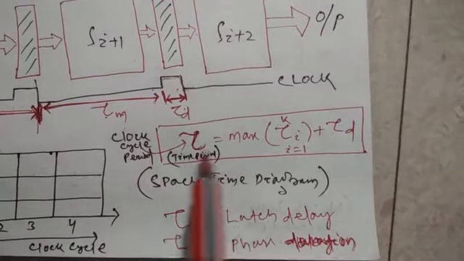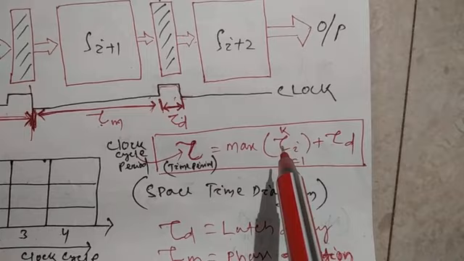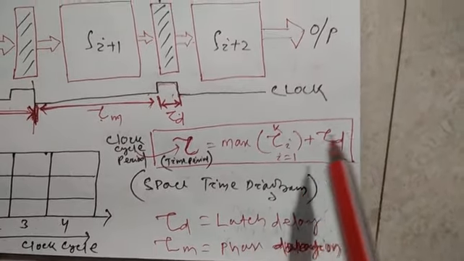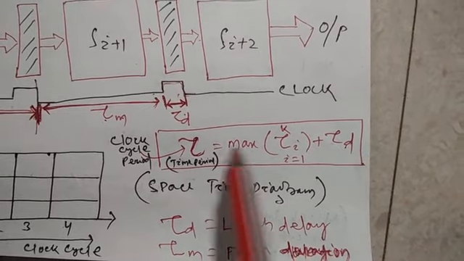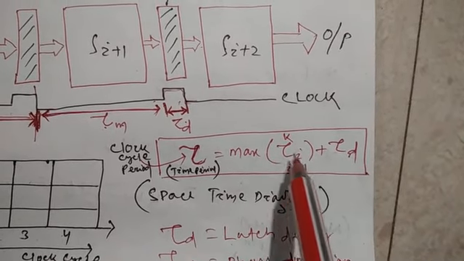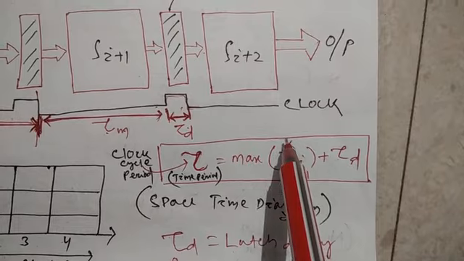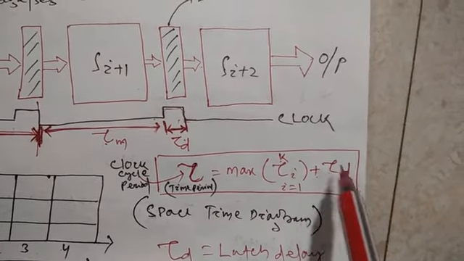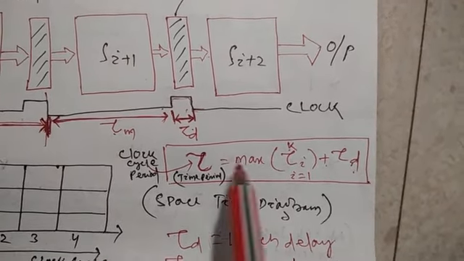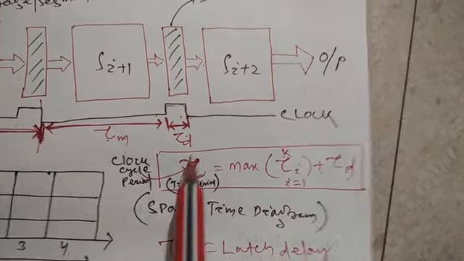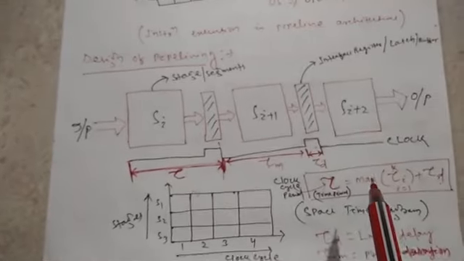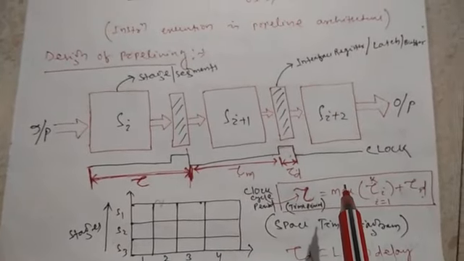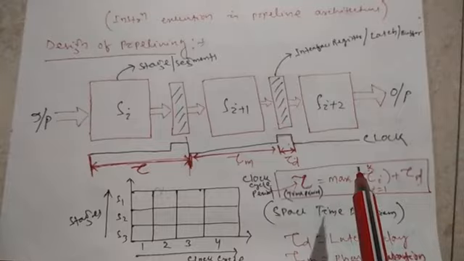That's why there is a formula: time period tau equals maximum phase duration plus latch delay. This is tau equals max of tau i, for i equal to 1 up to k, where k is the number of phases, plus latch delay. So this is called one clock cycle, or one clock period. This is the basic of the design of pipeline architecture.